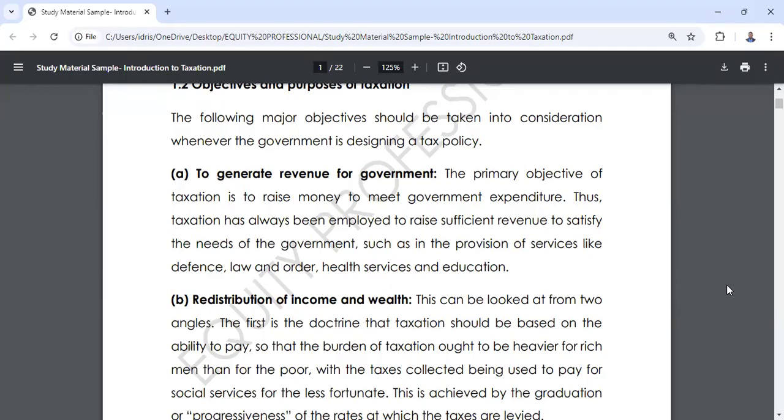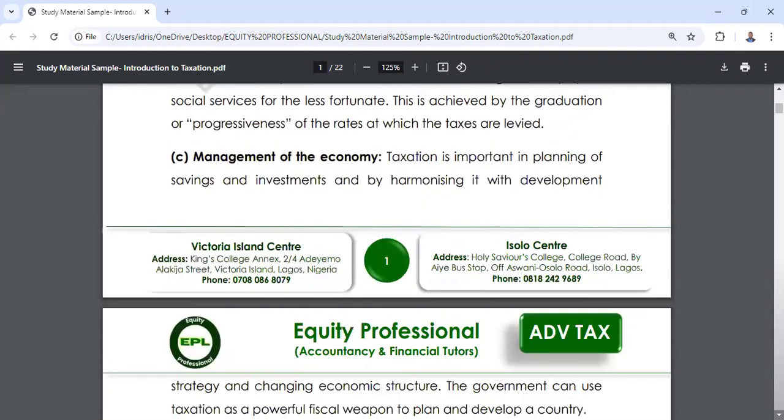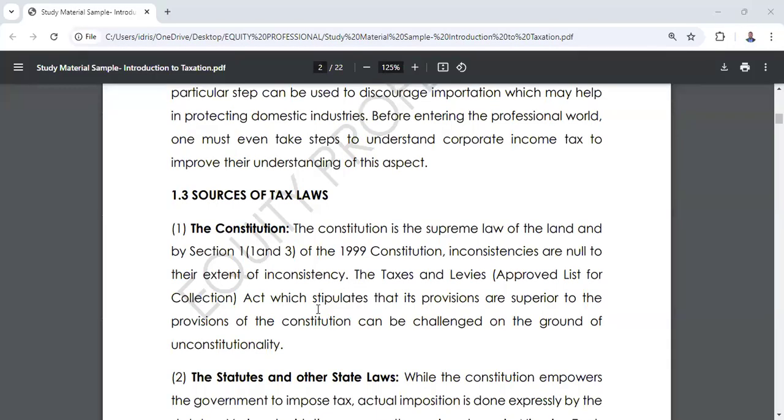Now, let's look at sources of tax law. What are the sources of tax law? Where do we get tax law? Number one source of tax law is the Constitution of 1999.